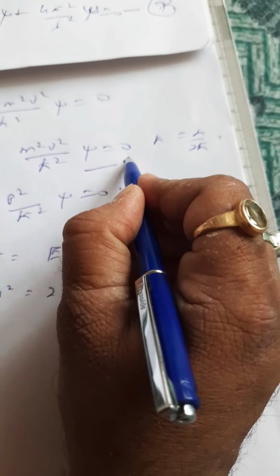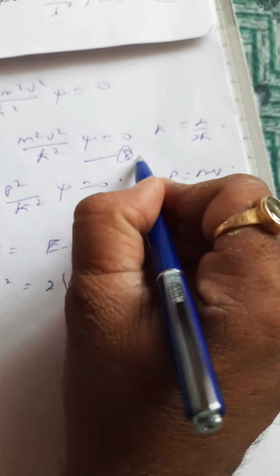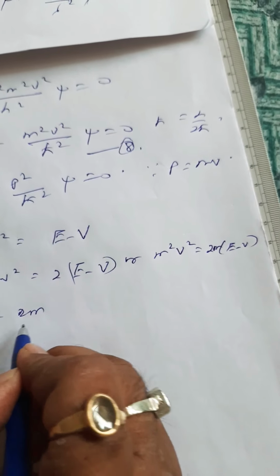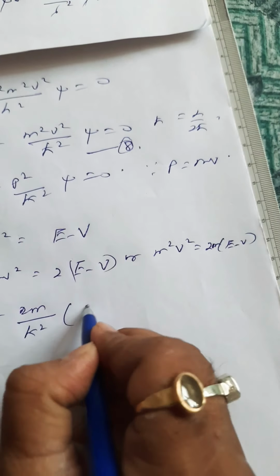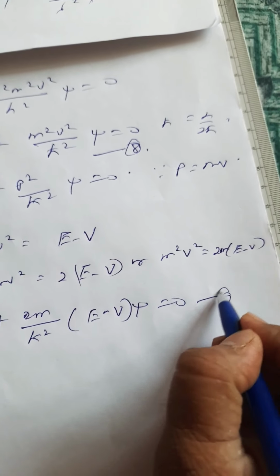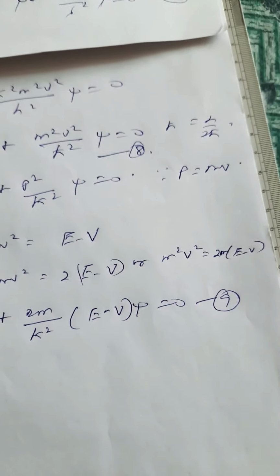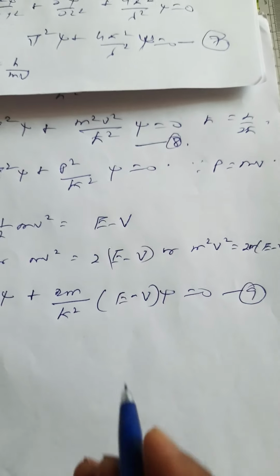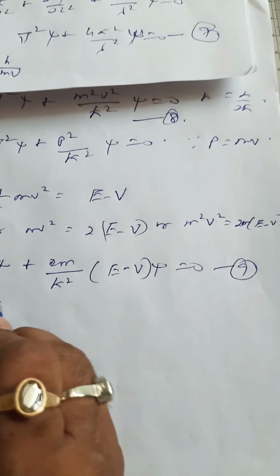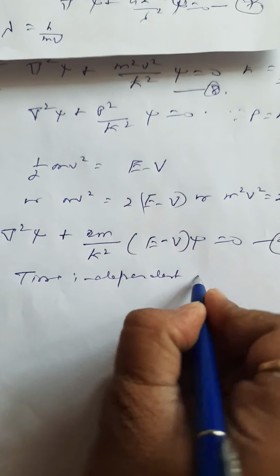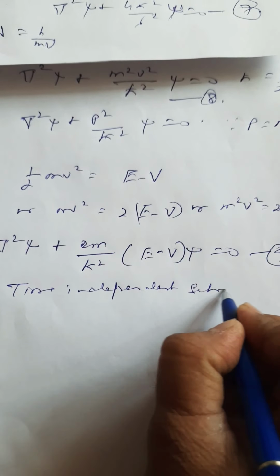This one is equation number 8. Okay, so substituting this value in equation number 8, we have del square psi plus 2m by h cross square into E minus V into psi equal to 0. So this will be equation number 9. So this is the time independent Schrodinger equation, in its generally used form. This is the time independent Schrodinger equation.